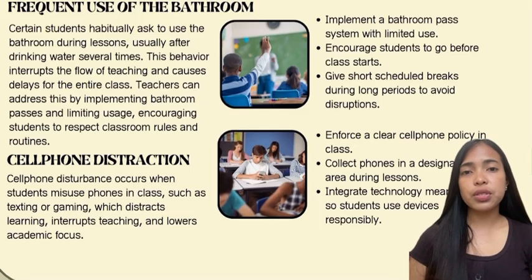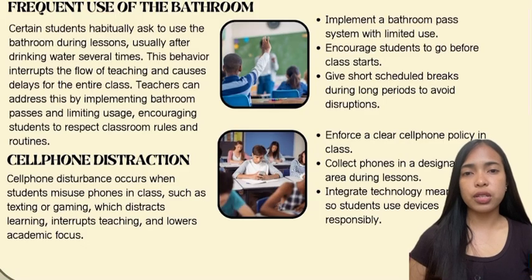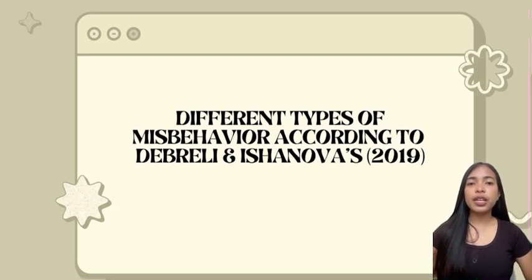Another common issue is cell phone distraction. Many students use their phones during class for texting, gaming, or social media, which draws attention away from learning. To prevent this, teachers can enforce a cell phone policy, collect devices during lessons, or integrate technology in ways that support the lesson.